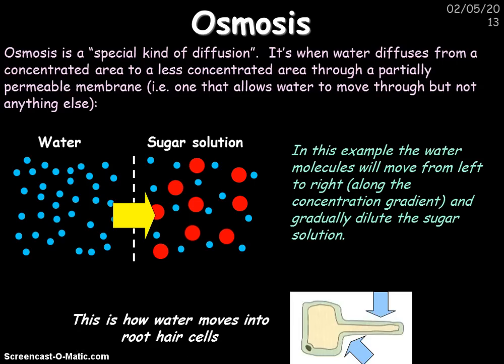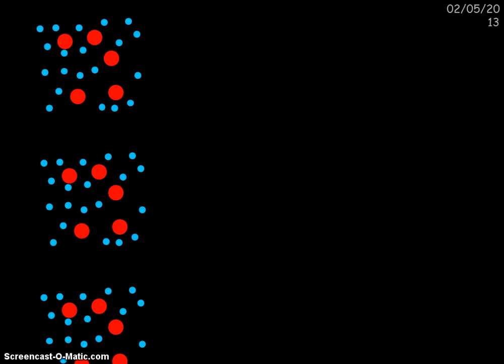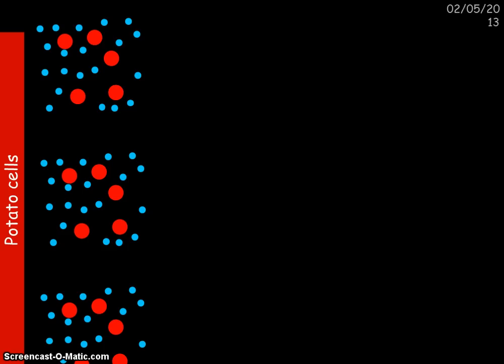So this is how water moves into root hair cells, because the water is taken in and then goes up the xylem, and because there's less again in the root hair cells, more will diffuse in. Okay, so here again are some examples.